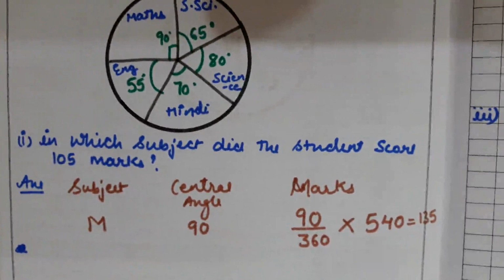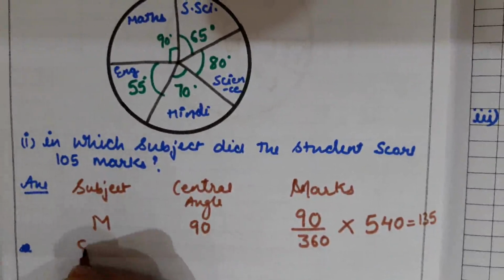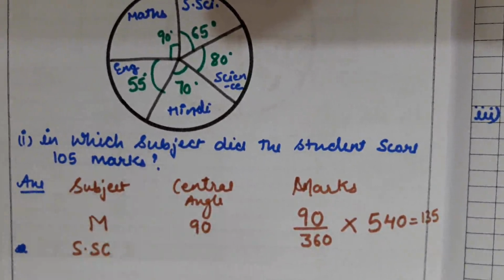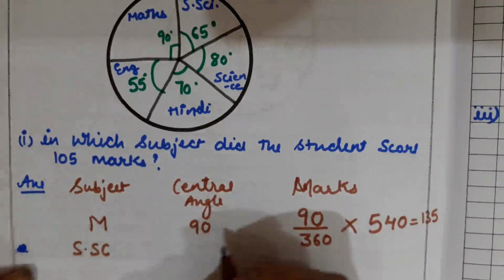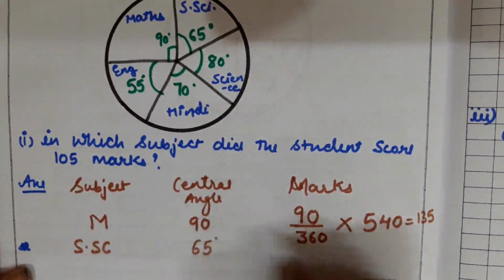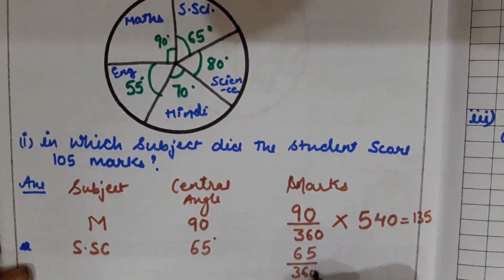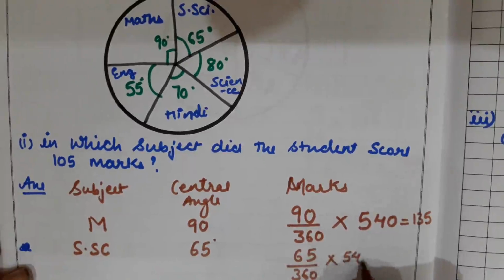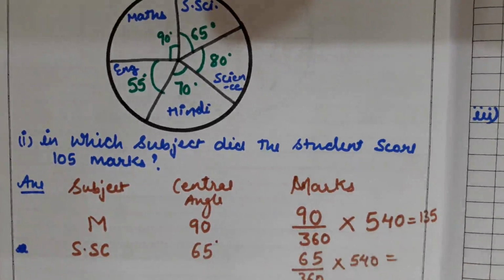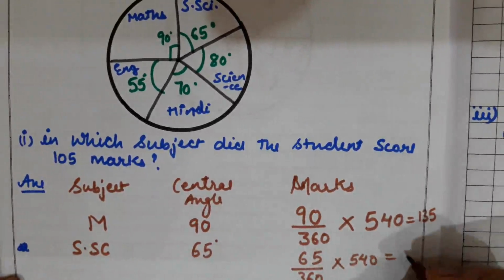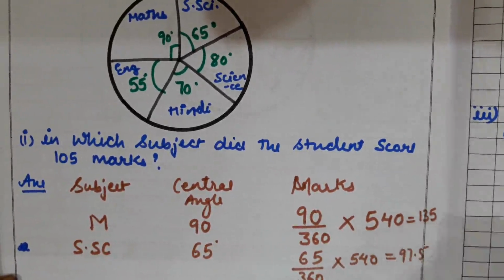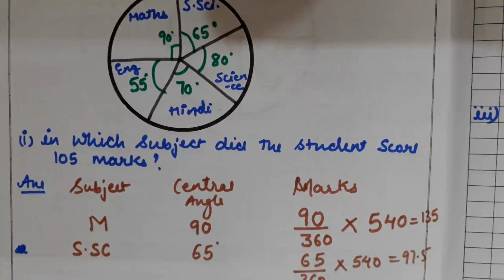Next subject is social science. So the central angle is 65. Find out the marks: 65 divided by 360 multiplied by 540. You will get the answer 97.5. Solve this, and definitely you will get the same answer.